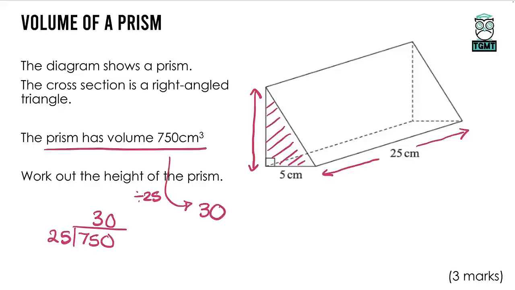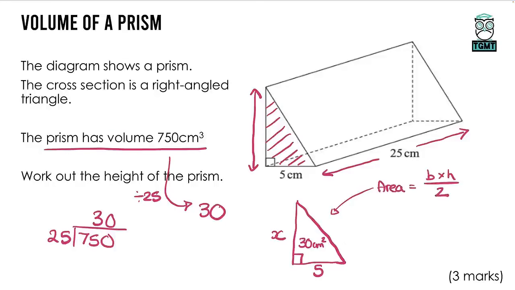That is the area of the cross-section. So the area of the triangle, we now know, is 30 centimetres squared. Now the base is 5, and we don't know the height. The formula for the area of a triangle is half base times height, or base times height divided by 2. We could put the numbers in and see if we can figure it out that way, but we know 30 is equal to 5 times the height divided by 2.